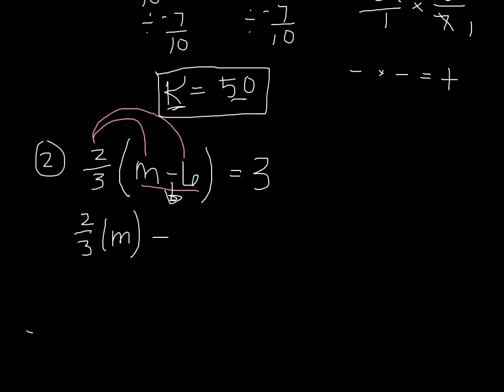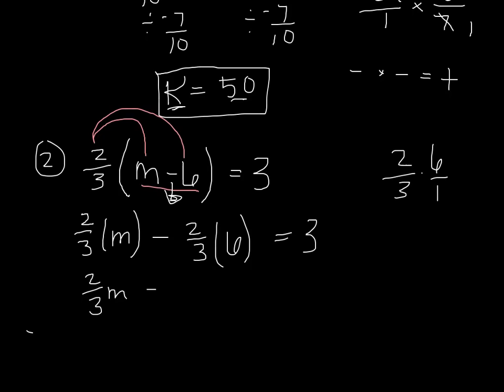Please be very careful that you distribute it to everybody. I want you to think of it like this: if I distribute a test, I'm not just going to distribute a test to one person, because I want to test everybody. I'm going to distribute that test to everybody, or in this case, everything inside of the parentheses. So now I have 2/3 times 6 equals 3. So I'm going to get 2/3 m minus, what is 2/3 times 6? 6 times 2 is 12, divided by 3, so it is 4. So I would have minus 4 equals 3.